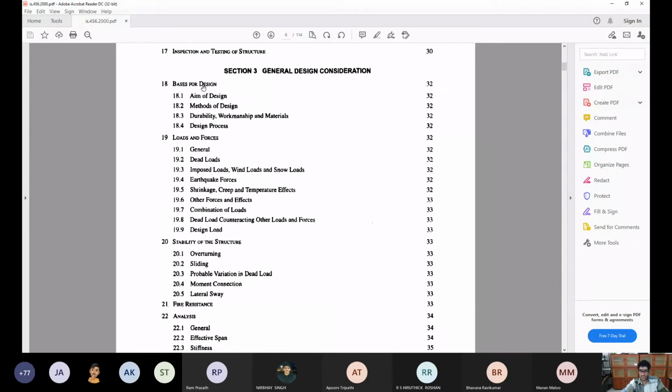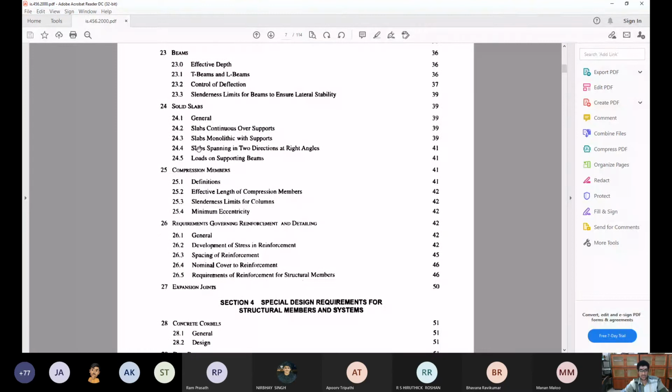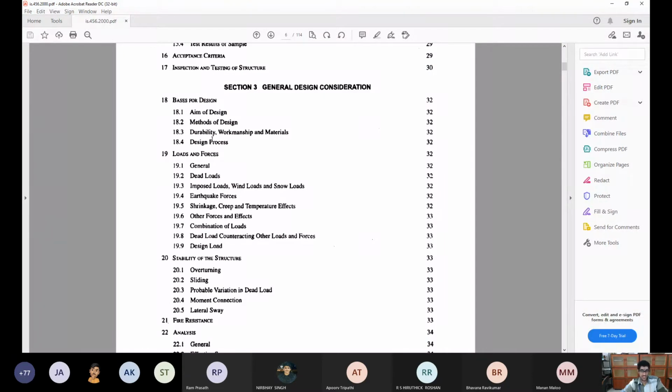Some of these things I have already covered in the PPT. For example, methods of design, meaning the limit state method and the working stress method. Then design process, and what loads you have to take when doing a concrete design. For example, I told you about dead loads and imposed loads, and under combinations of loads, how you change the partial safety factors. All these things are discussed here.